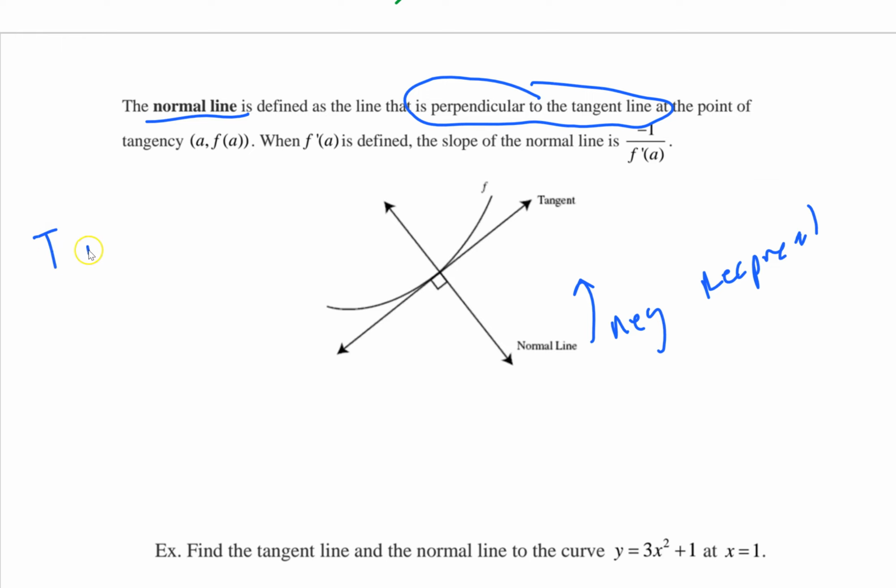If the slope for the tangent line equals 3, my normal line slope would equal, flip it and change the sign, negative 1/3. That's all it is. Everything else is exactly the same. The only thing that changes is that.